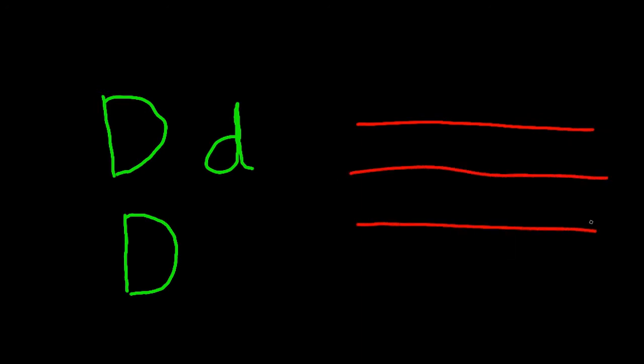Again, we have the double line. Let me choose green again. Capital D, pronounced as, and small d, also pronounced as.